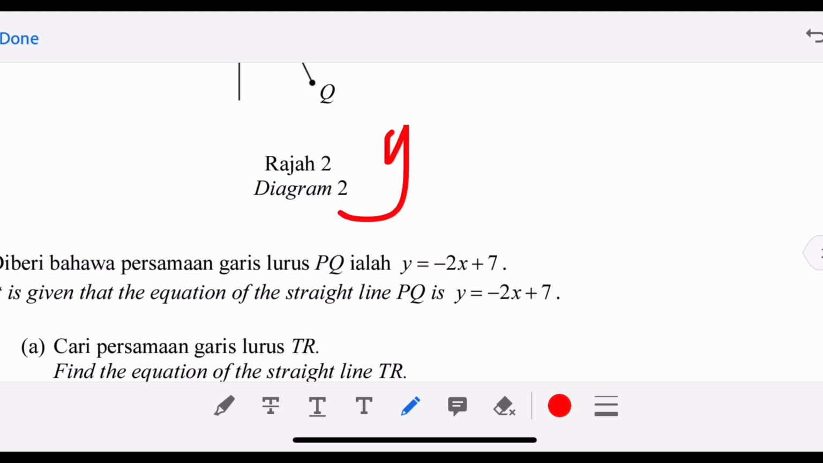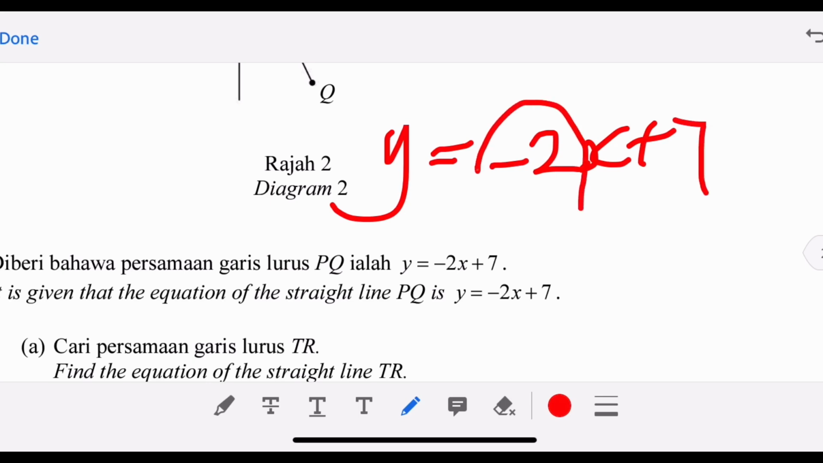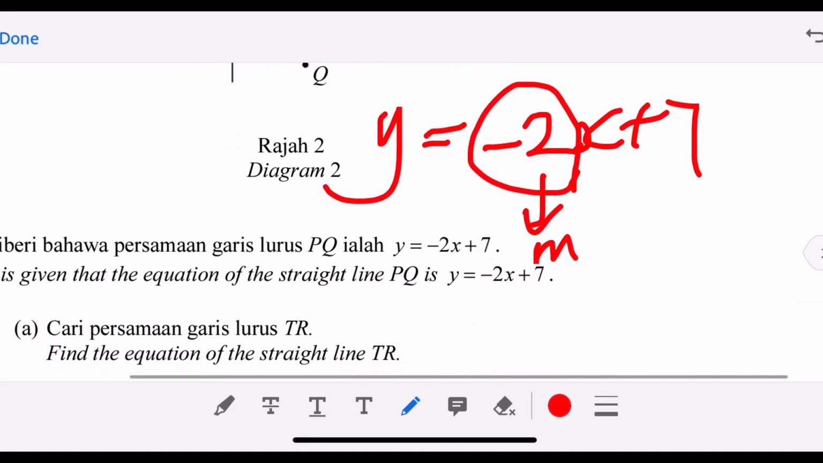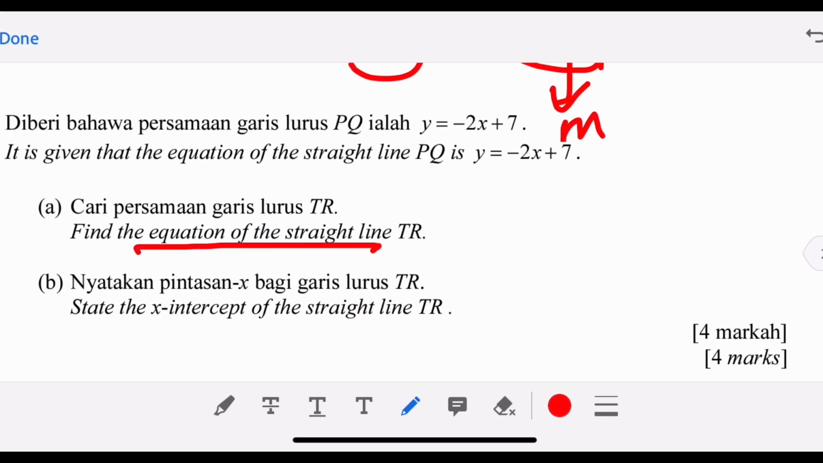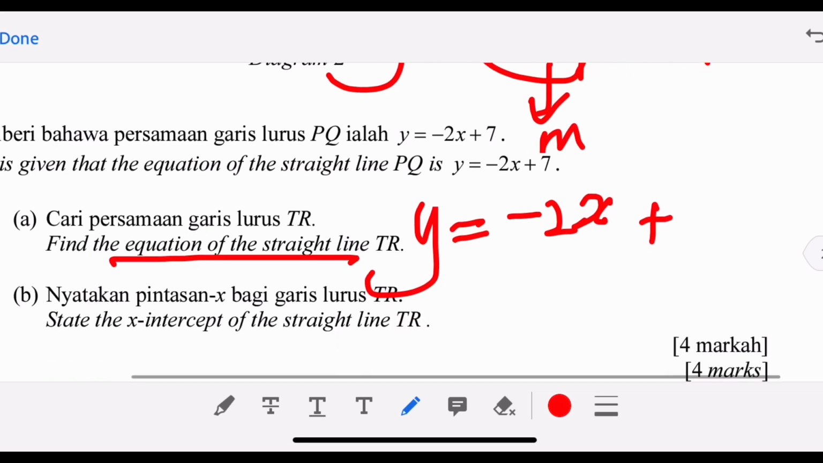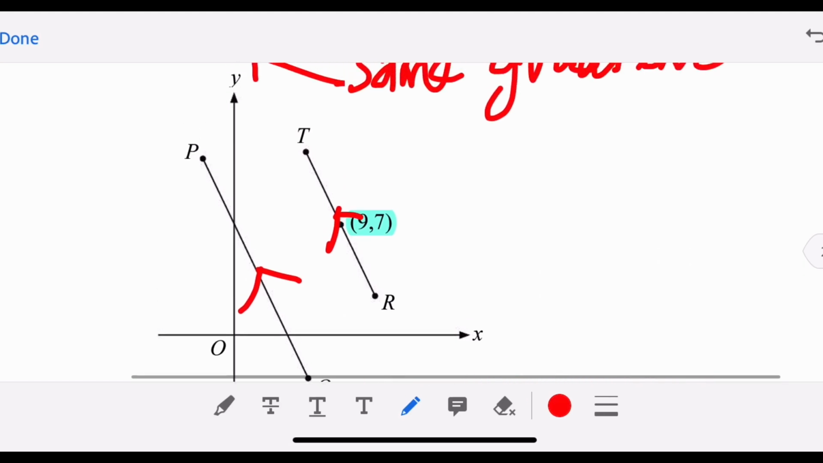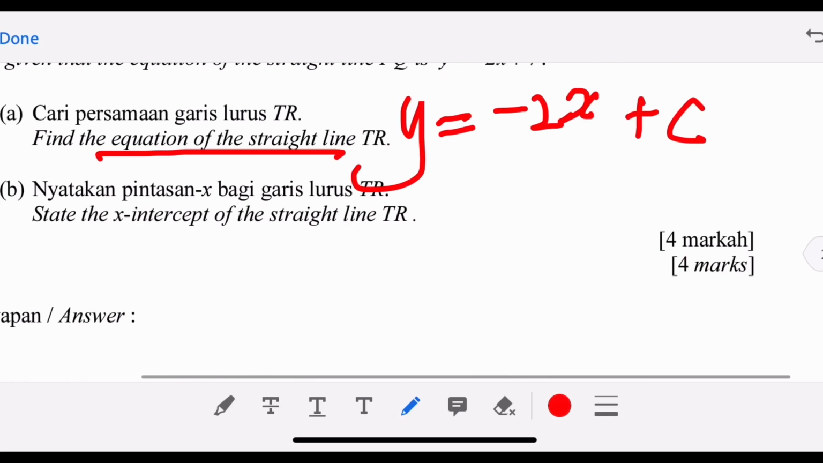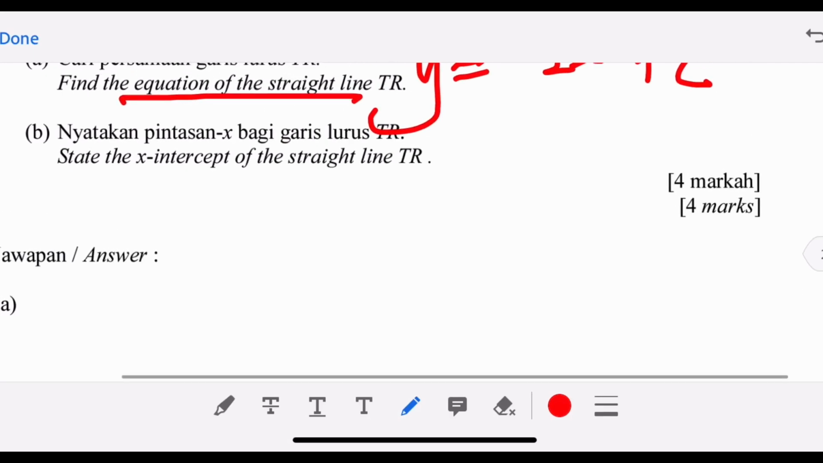So the equation of PQ was given, the equation of the straight line, which is y equal to -2x plus 7. So -2 is the gradient, because the equation is in general form, y equal to mx plus c. So we can read out m equal to -2, right? Then we will write y equal to mx plus c, and we have the gradient, so we will use a point (9, 7) so that we can find the c.